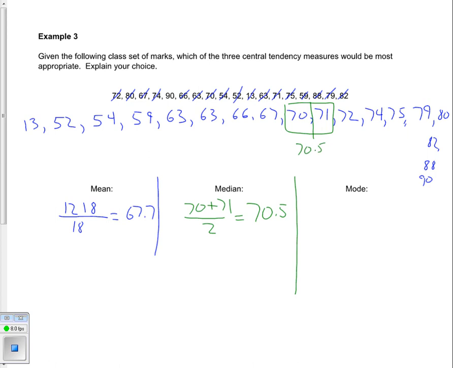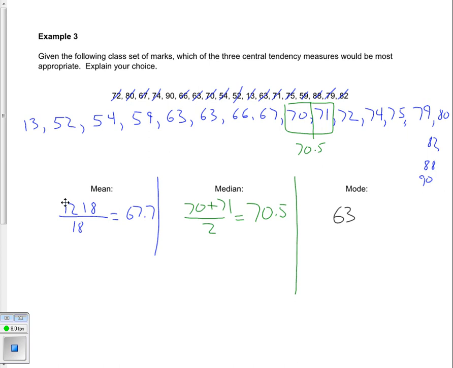Now I've got to figure out my mode, the number that shows up most often. So I'm looking through here for any doubles or triple numbers. And the only doubles I see are 2 63s, but that's it. I only have 2 63s. So my mode is 63.